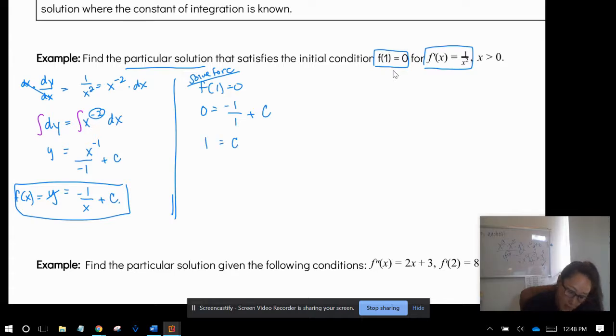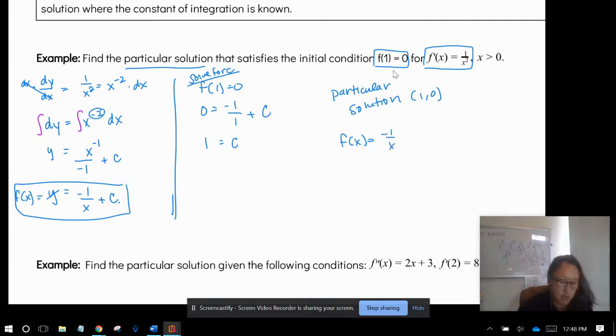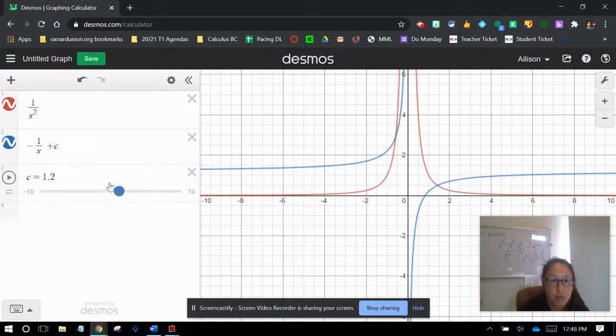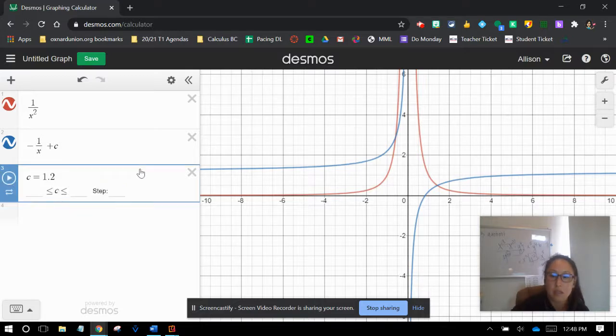And then I write my particular solution. So the particular curve that goes through the point 1, 0 is f of x is equal to negative 1 over x plus 1. That's my C value if I go through the point 1, 0. So let's go back to Desmos and check it out. Let's change our C value to 1.